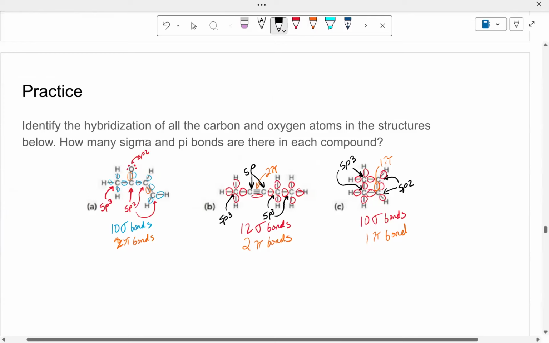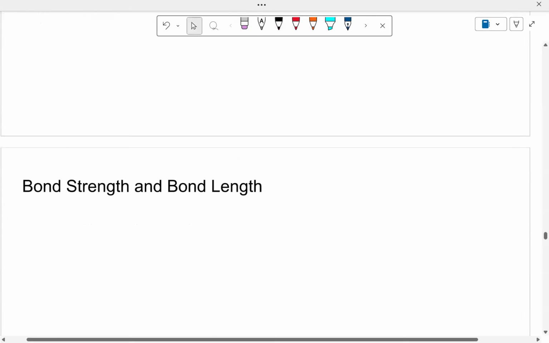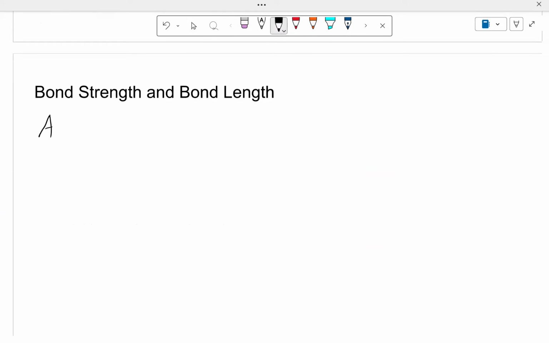Now, the very last thing, and I know this one has been a little bit long, but we're just going to look at one more thing before we finish. We're going to look at the relationship between hybridization and bond strength and bond length. The general rule of thumb is that as S character increases, 2 things happen. The bond length decreases and bond strength increases. Now, what do I mean about S character?